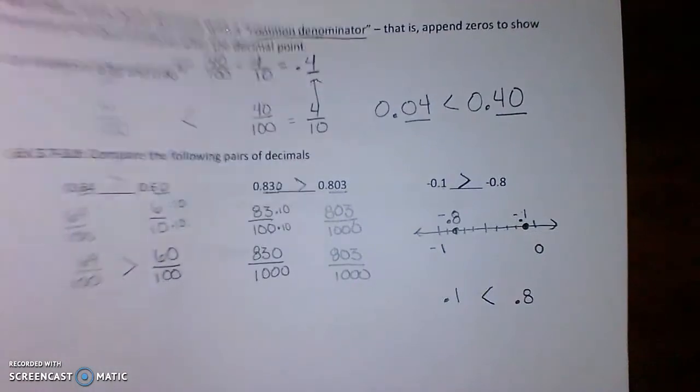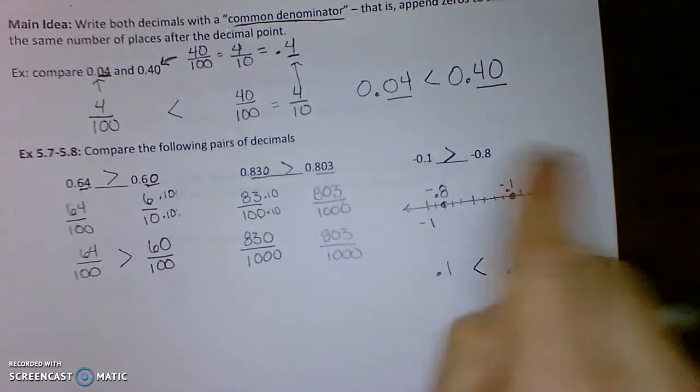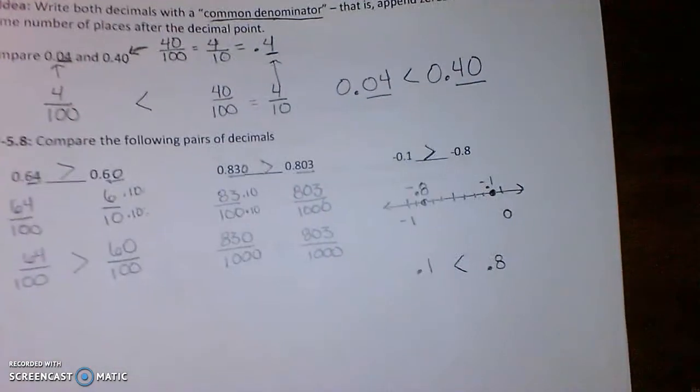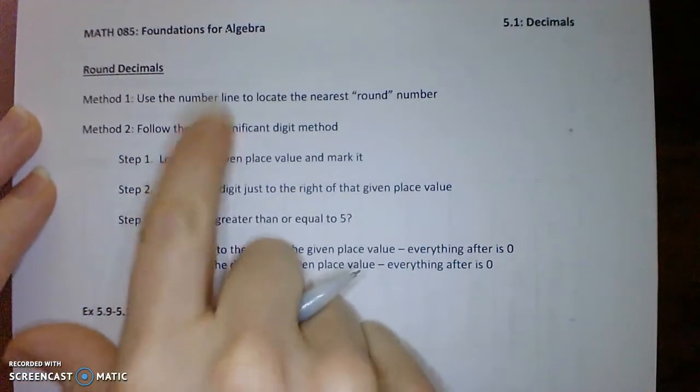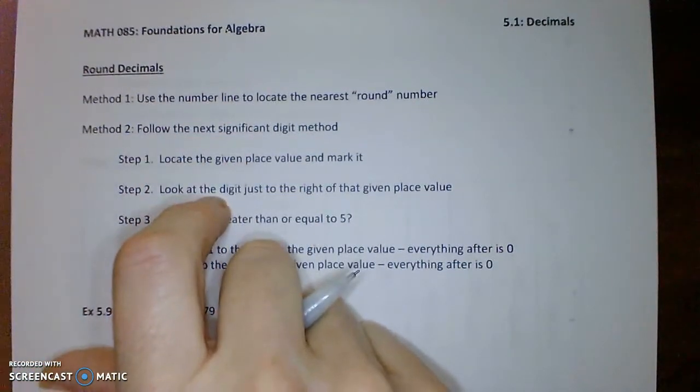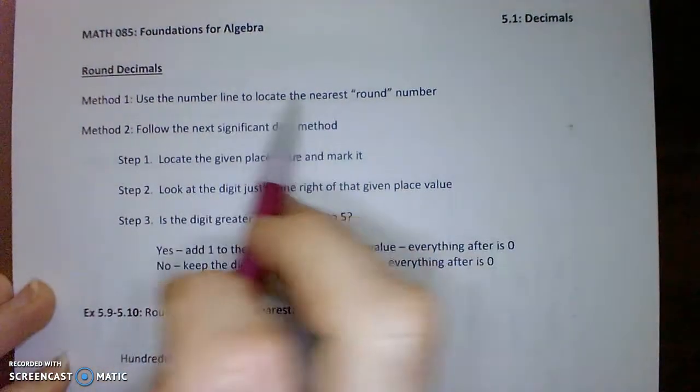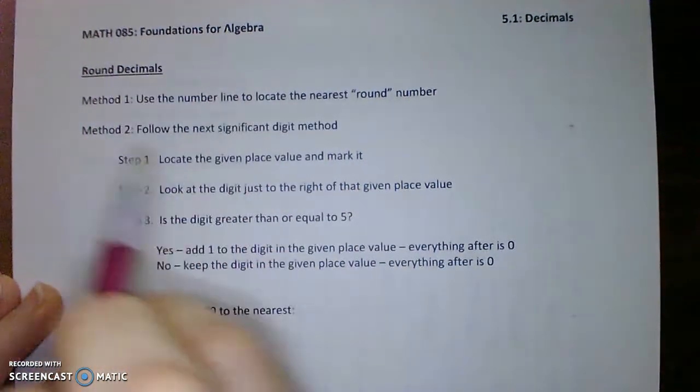All right, so now that we know how to order decimals and we're getting comfortable with what's happening on the number line, let's go ahead and talk about rounding decimals. Okay, there's going to be two methods to rounding decimals, and these are the methods that we've seen before with fractions and with whole numbers.